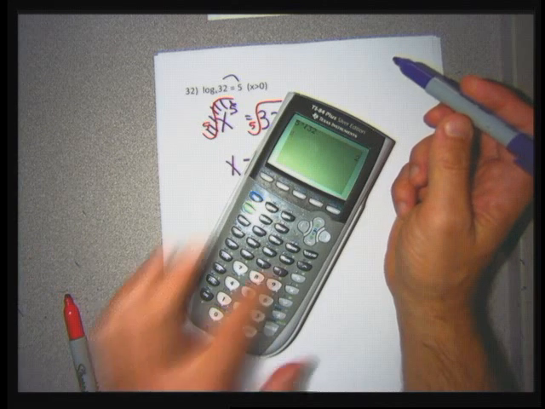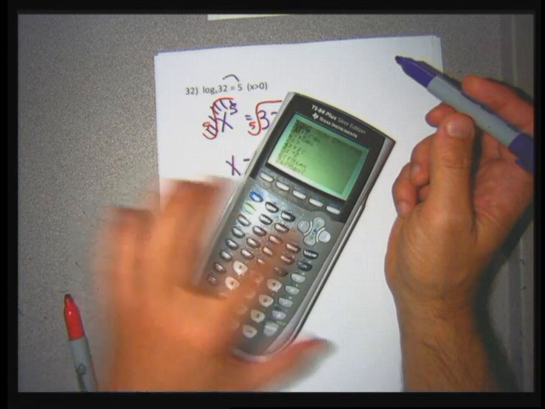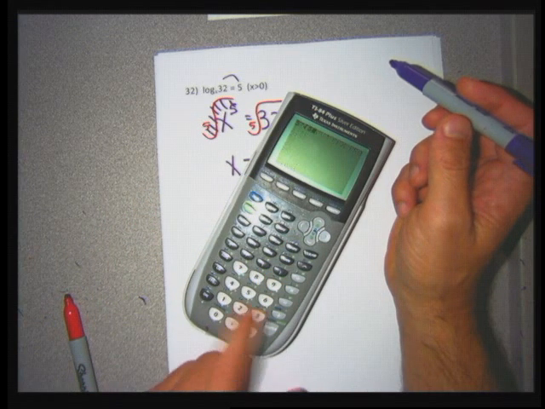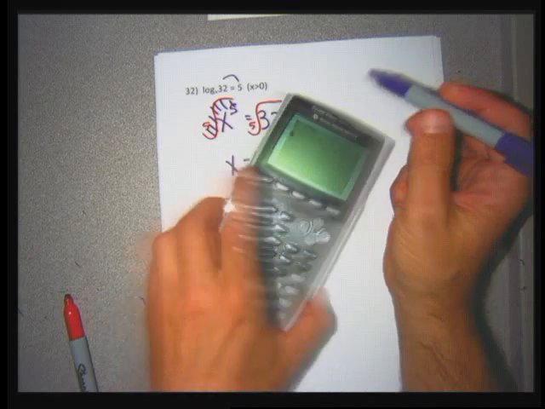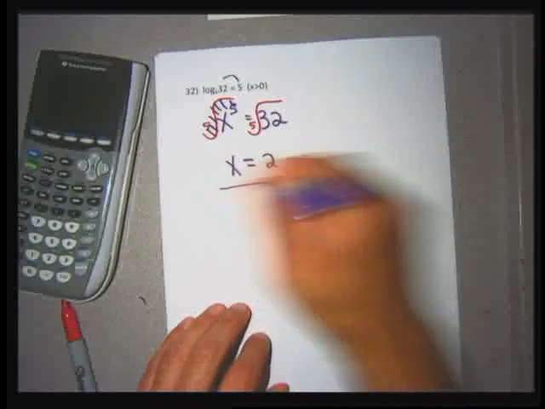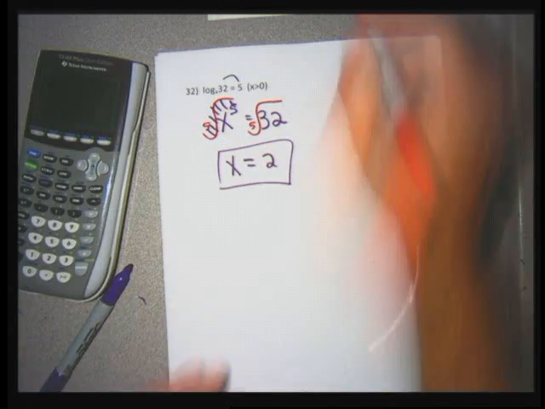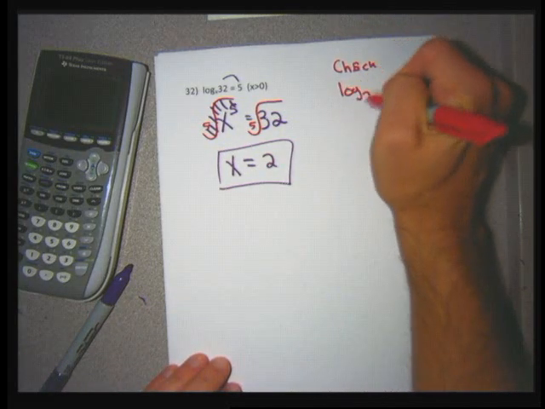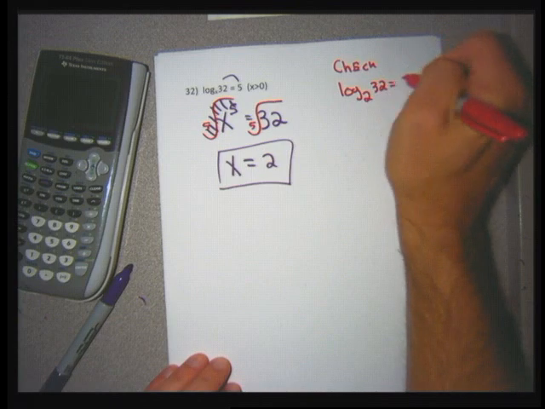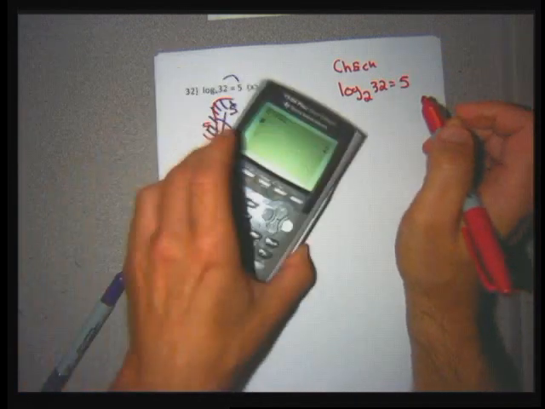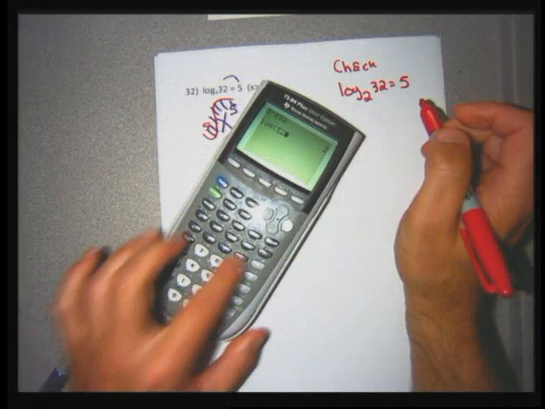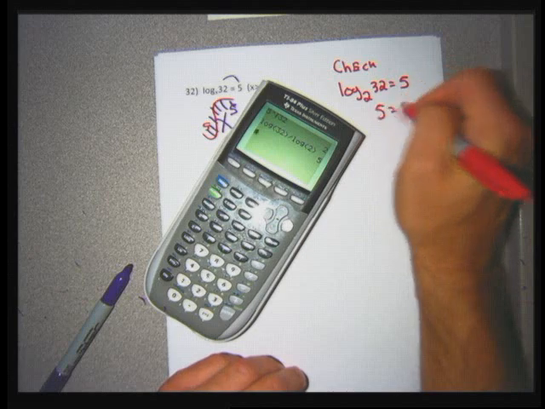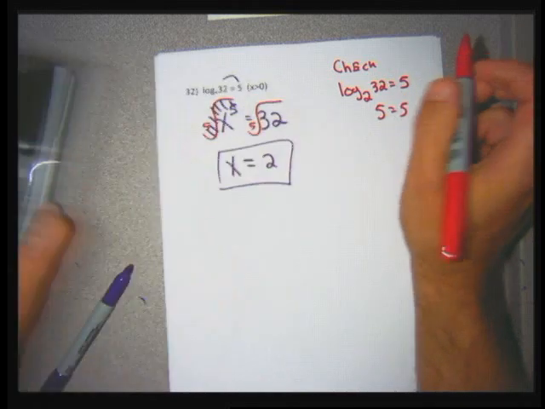So again, I hit 5, math, went down to option 5 with the radical with the x, then I type the number 32 and hit enter. Tells me the answer to this problem is 2. I can check that. For checking, I'll go the log base 2 of 32, see if that equals 5. Pull out my calculator on the left-hand side, do log of 32 divided by log of 2, and that tells me that I haven't made a mistake, that 5 equals 5.